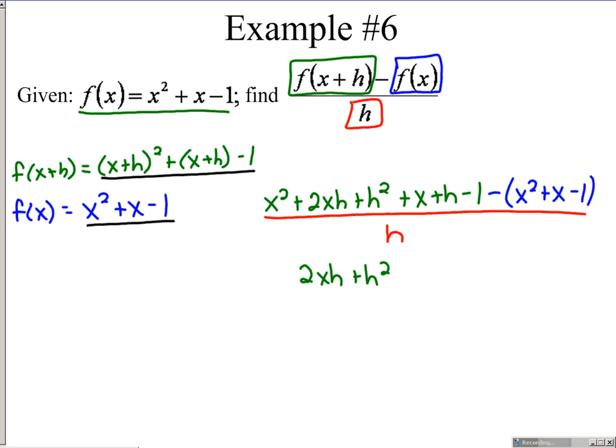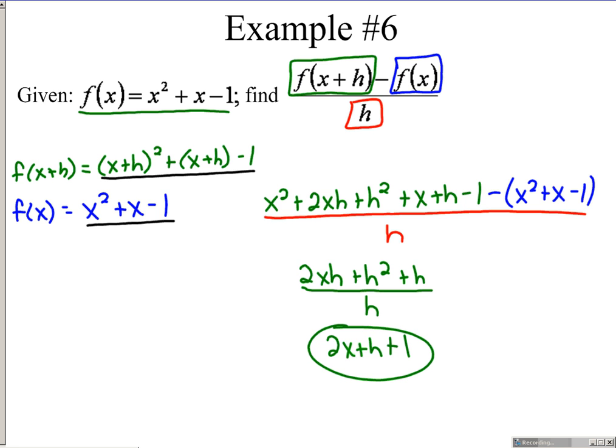X minus x is gone. Plus h, negative 1 plus 1 is gone. It's all still divided by h. Now I can take an h out of everything, and we're left with 2x plus h plus 1. So individually, not a difficult problem. Everybody should be able to find f of x plus h.